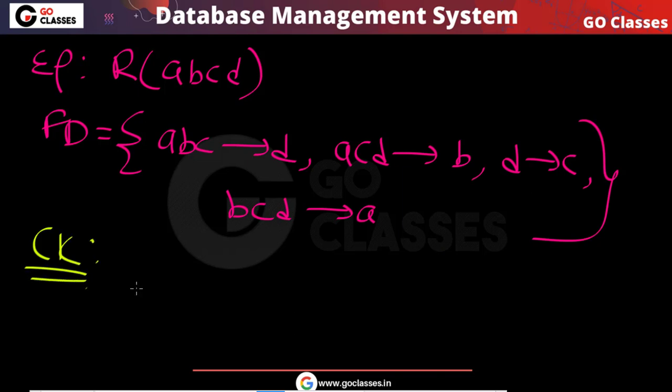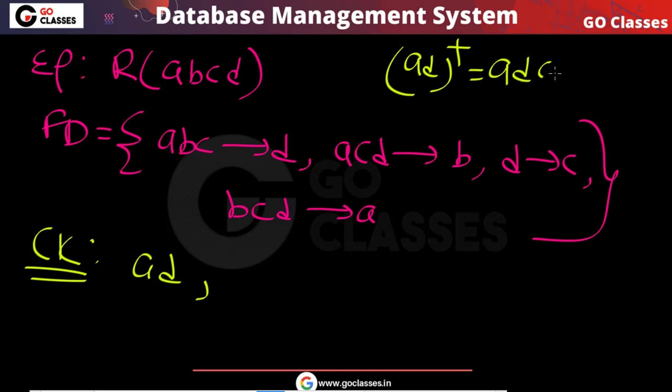First you find the candidate keys. In this example, AD is a candidate key, because AD can determine everything. If you find AD plus, you will get ADC, and ADC can determine B. So AD is a candidate key. Also BD is a candidate key, because if you find BD plus, that can also determine everything. So AD and BD are the candidate keys.